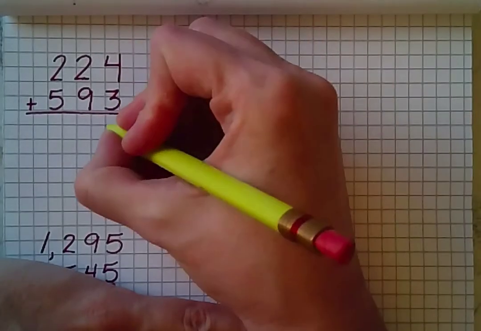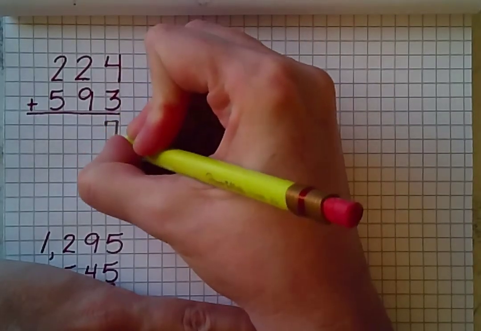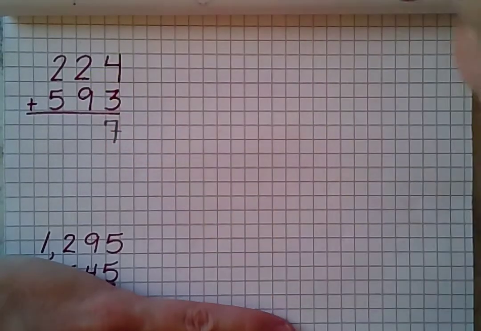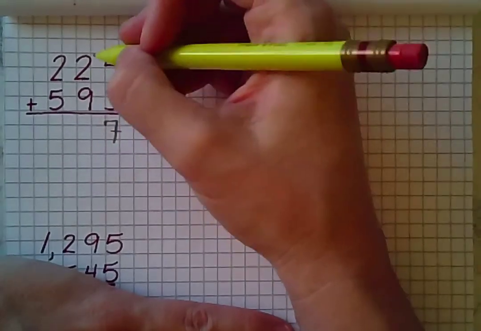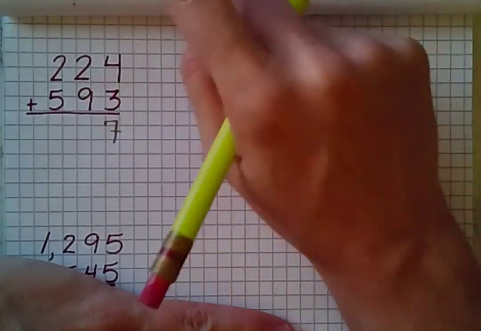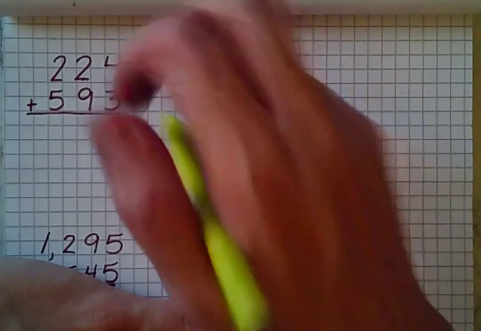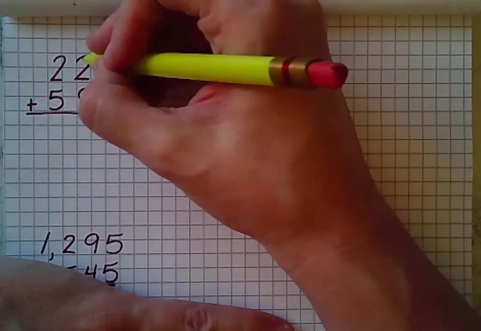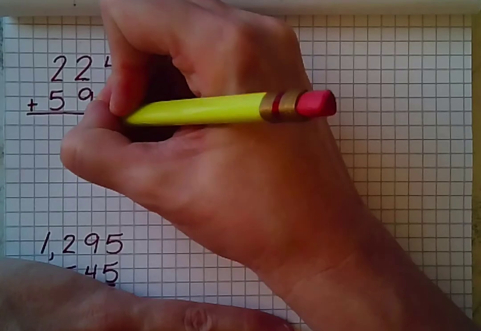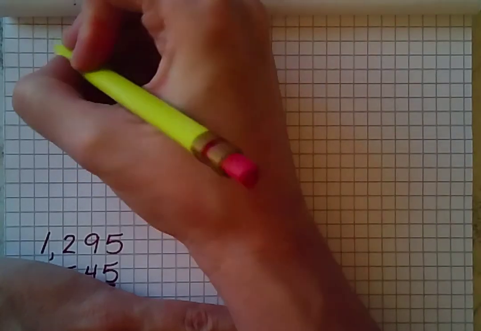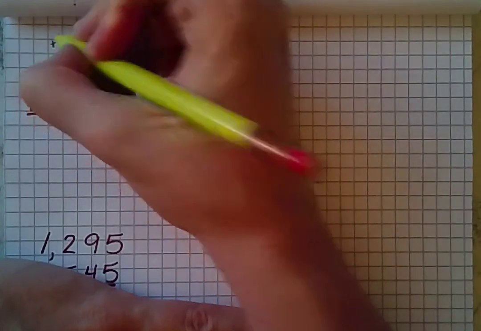4 plus 3 is 7. What is 2 plus 9? That's right, it's 11. But I know I can only write down one of those digits. So I'm going to write down my ones digit. So 2 plus 9 is 11. I write down the 1, and I carry my 1 up there.